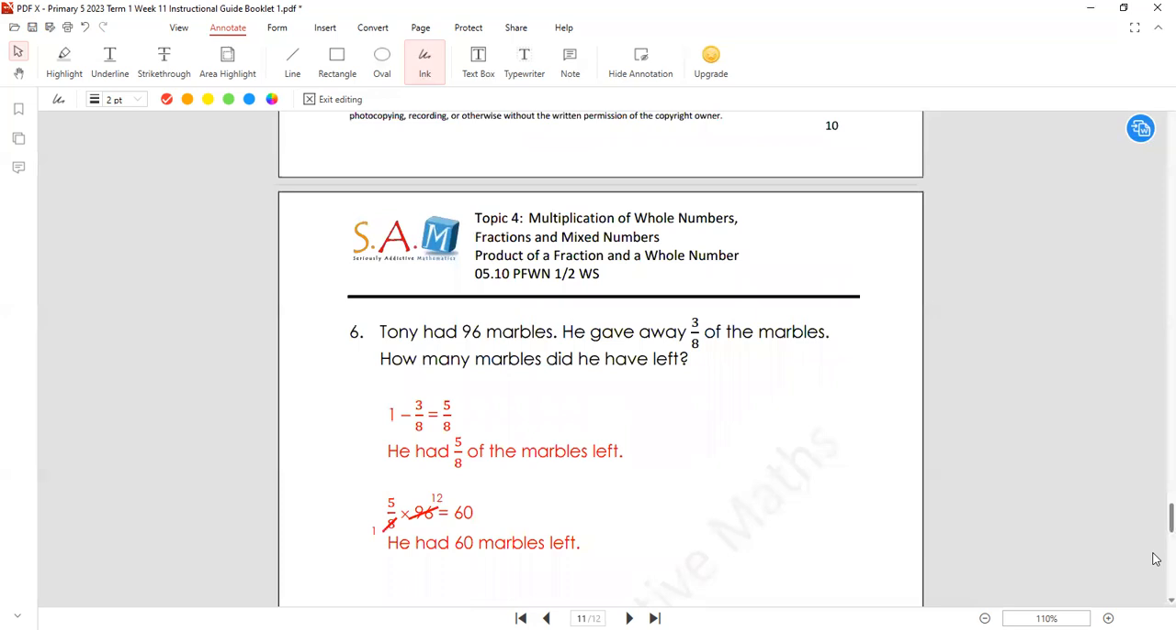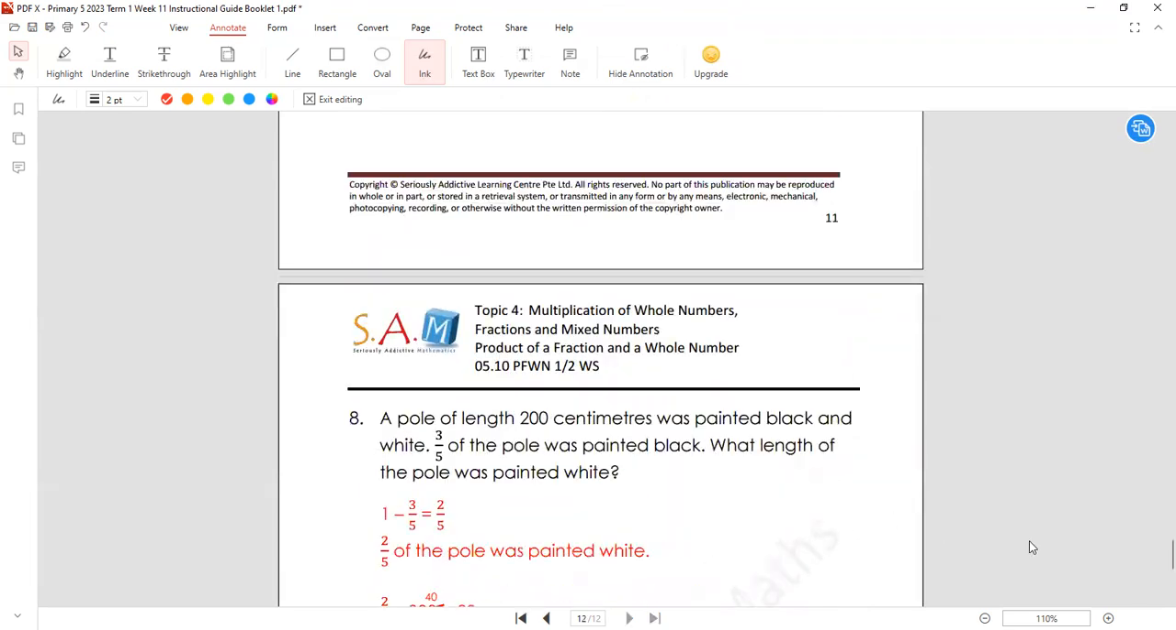Then we do one more question, 6. This question is a bit different because it says he gave away 3 out of 8, and the question is not about how many he gave away, but how many are left. There are a few ways of doing it. One way is to find out what 3 out of 8 of the marbles is, then take 96 minus that. Or just find out the fraction left. So 1 whole minus 3 out of 8 equals 5 out of 8, which is the fraction of marbles left. So basically just 5 out of 8 of 96, or 5 out of 8 times 96, and then you'll be able to get the answer.